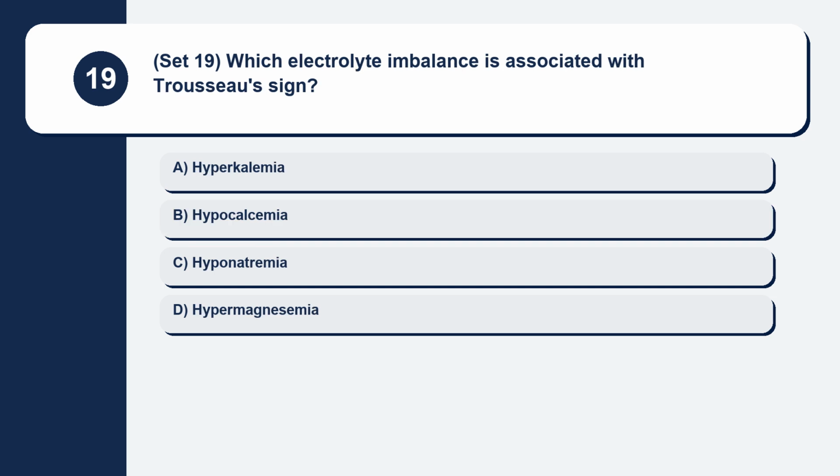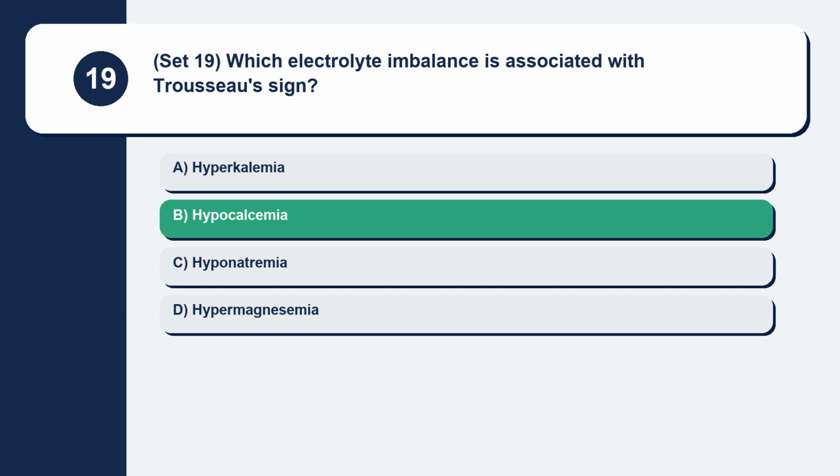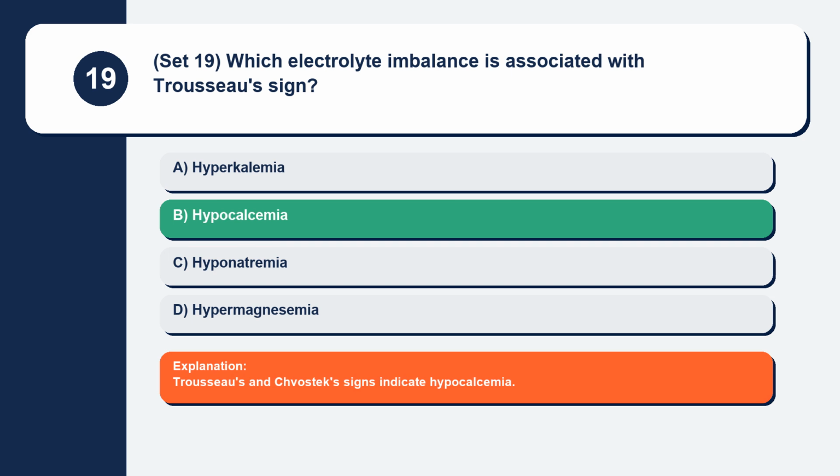Question 19. Set 19, which electrolyte imbalance is associated with Trousseau sign? Hyperkalemia, hypocalcemia, hyponatremia, hypermagnesemia. Trousseau's and Chvostek's signs indicate hypocalcemia.